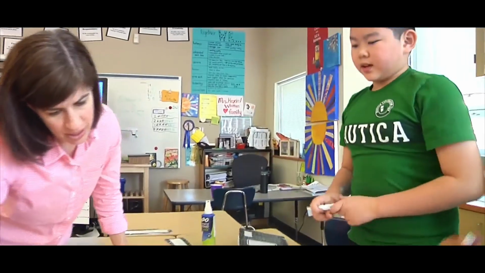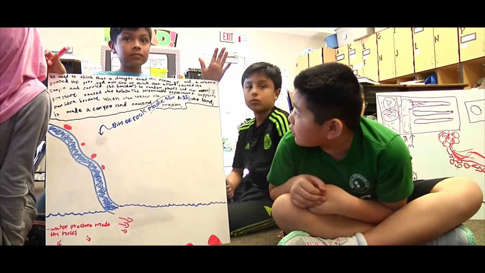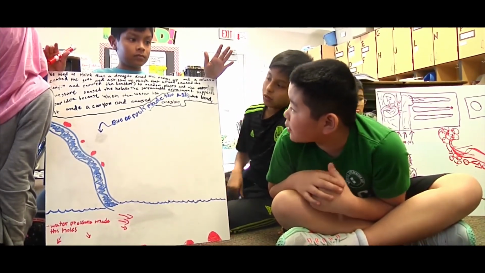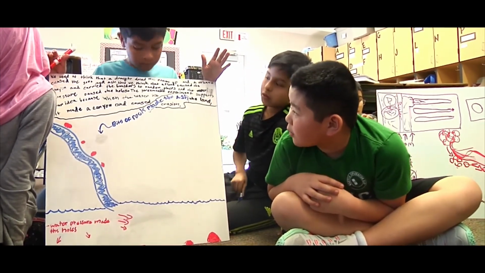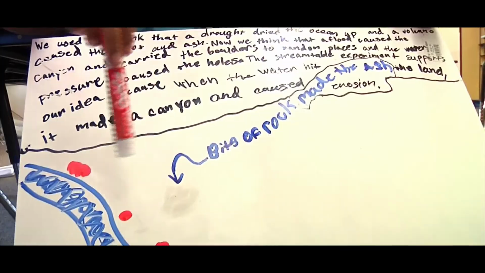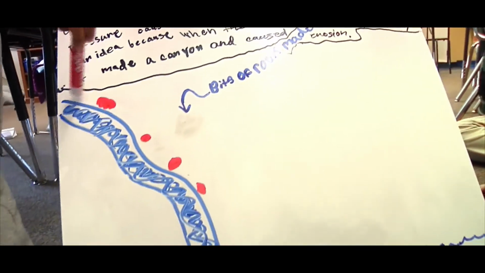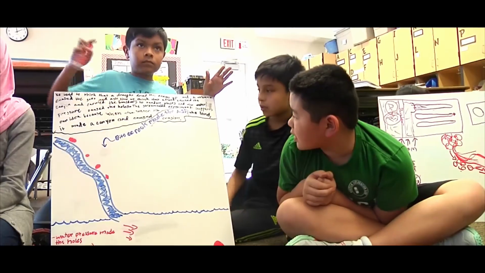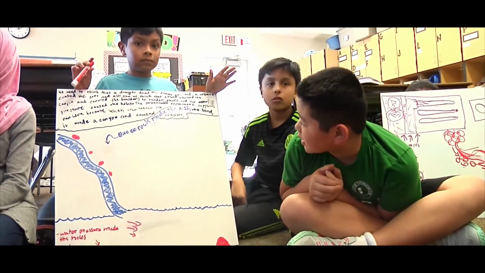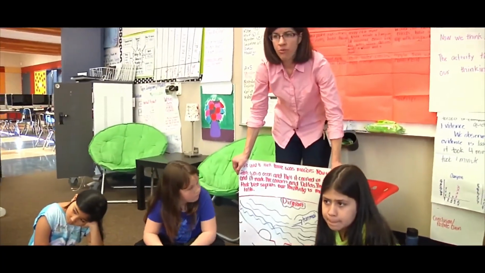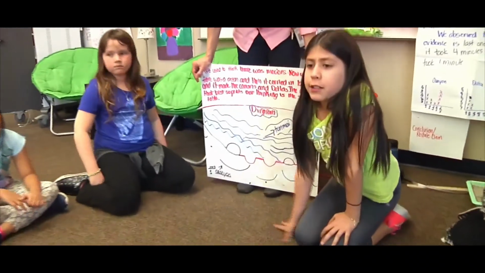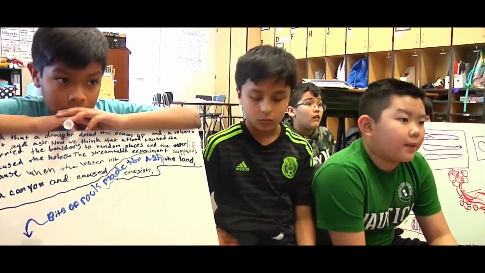We used to think that a drought dried the ocean up and a volcano caused the soot and ash. Now we think that a flood caused the canyon and carried the boulders to random places, and the water pressure caused the holes. And the stream table experiment supports our idea because when the water hit the land, it made a canyon and caused erosion. Any questions for this group? Is there still a volcano in this or no? No. How did the bits of rocks make the ash? The water chipped away bits of rock.